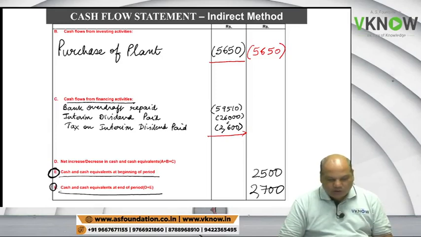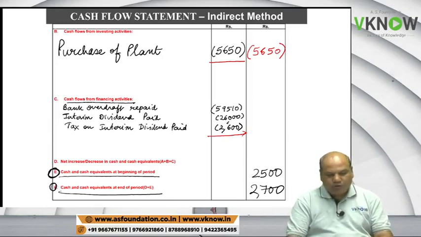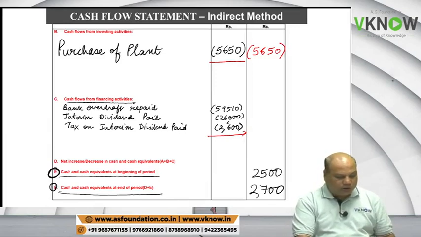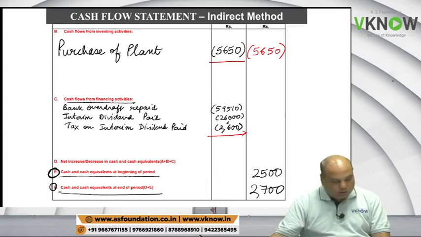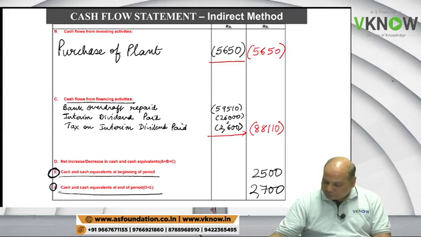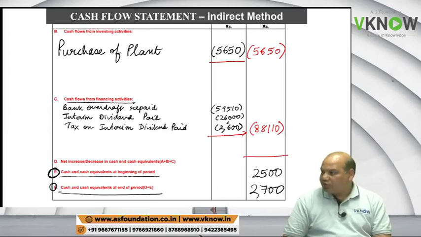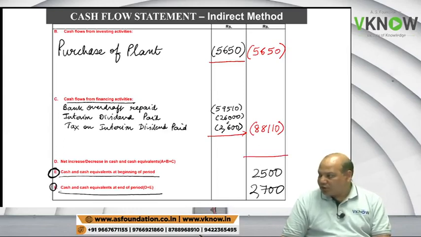Then financing activity, take the total. Take the total of financing activity. All are negative. Check the answer, 88,110 negative. 88,110 negative. Surya is right.